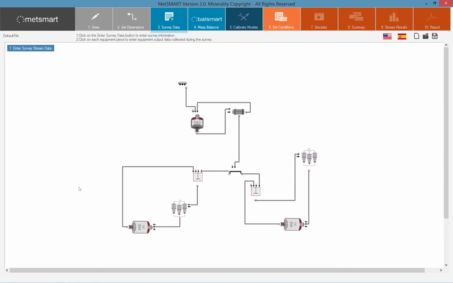In the top ribbon of the MetSMART software, there are three distinct regions. The first gray section is where you draw the flow sheet and where you enter the setup parameters of the software. So for example, the structural dimensions of each equipment piece. Secondly, we have the blue section, which is where we can enter survey data, perform a mass balance study, and build a mathematical model of the plant. In the orange section, we can set conditions and perform simulation studies. We then have the summary, graphs and tables, and a report of the mass balance, the mathematical model, or the simulation study.